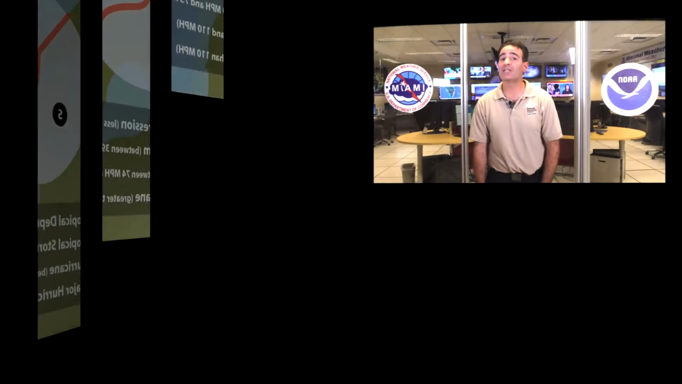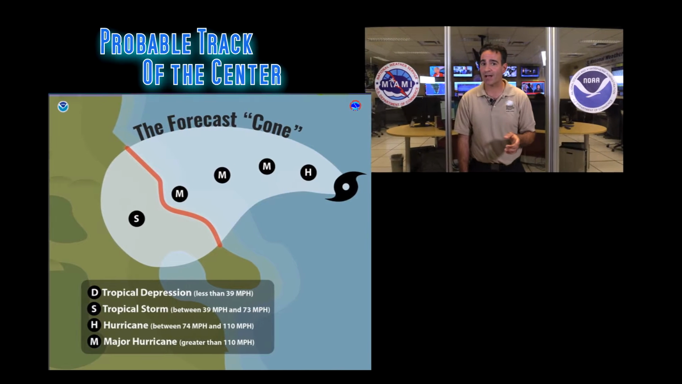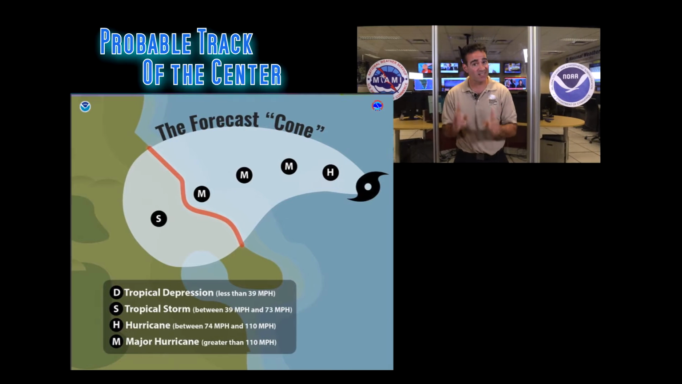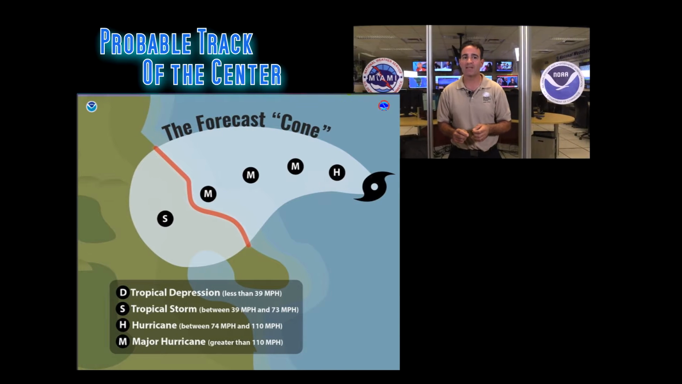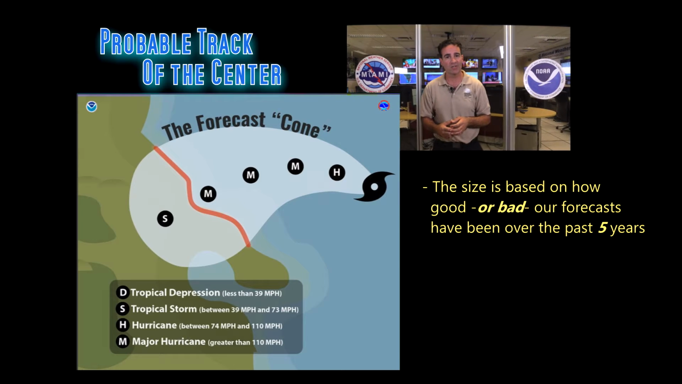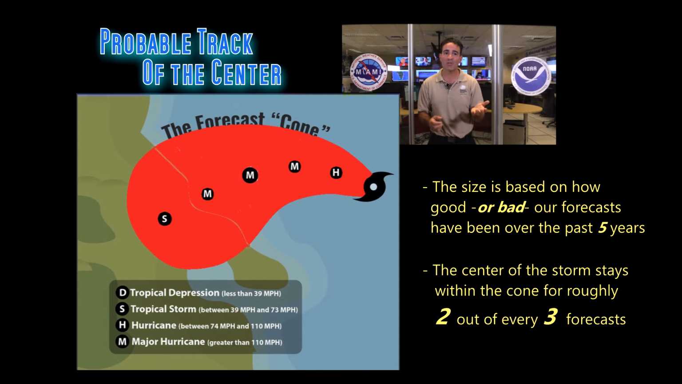Here is an example of the NHC forecast cone. The cone represents the probable track of just the center of the storm. Let's repeat that, just the center. We draw the cone based on how good or bad our forecasts have been over the past 5 years. The center of the storm ends up staying inside the cone for roughly 2 out of every 3 of our forecasts. This also means that the center of the storm will sometimes move outside of the cone, occurring once out of every 3 of our forecasts.